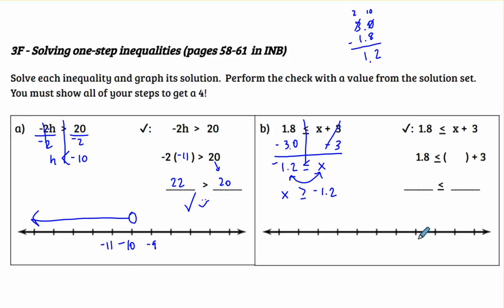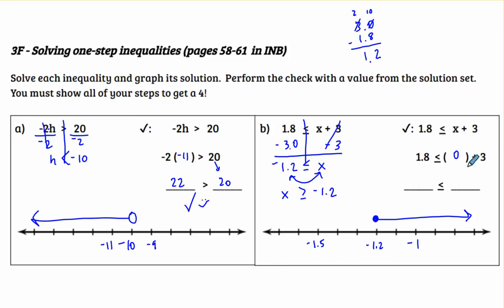So like if this were negative 1 and negative 1.1, negative 1.2 would be here, negative 1.3, negative 1.4, negative 1.5, just to get a kind of sense of how your number line could look. We have a closed dot this time, and it's pointing to the right. When we go to check, we want to pick a number that's on the arrow. And like I've told you before, my tip is if 0 is on your arrow, by all means use it. 0 is awesome because it is so easy. So I'm going to put 0 here.